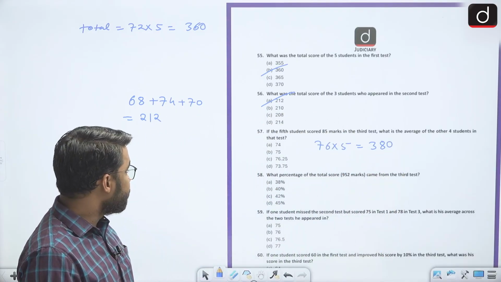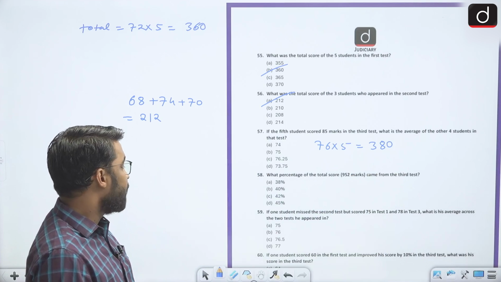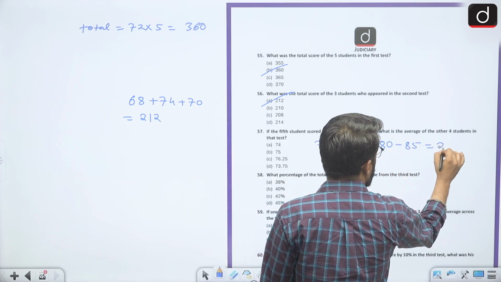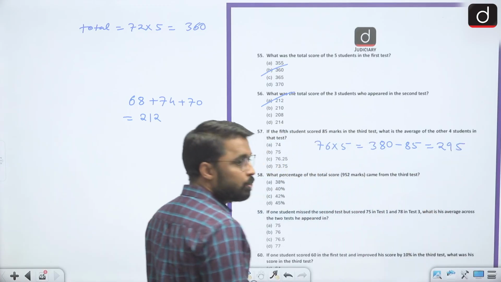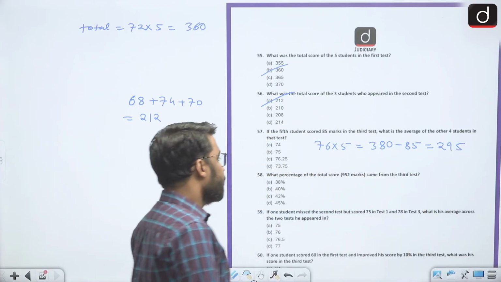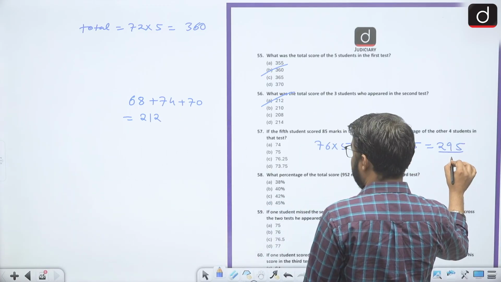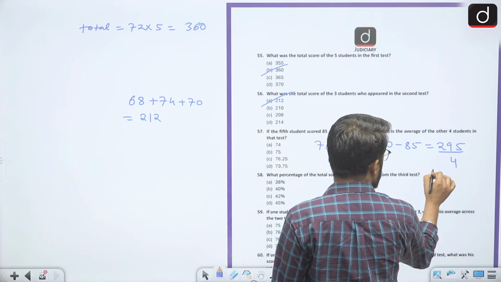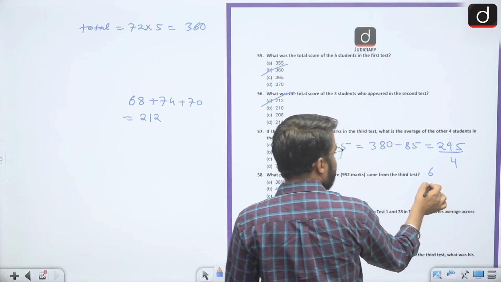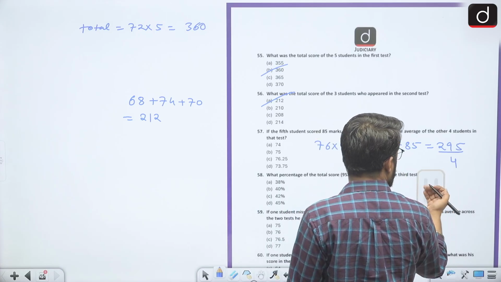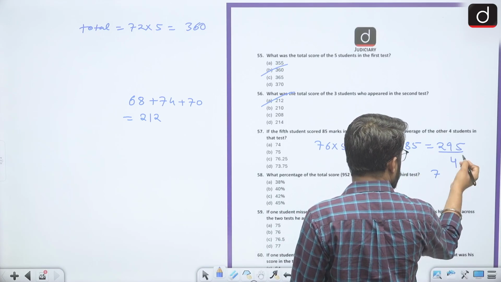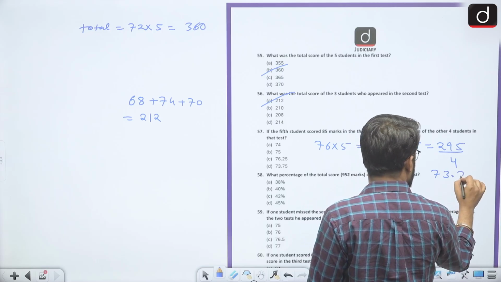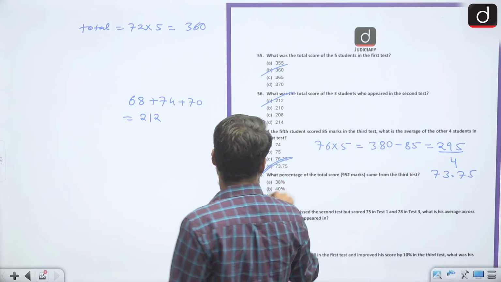Now 380 is the total score of 5 students, and now if the fifth student scored 85 marks, if I subtract 85 from it, the total score of the remaining 4 students will be 295, right? 295 divided by 4, now we will get the average score of 4 students. So 73.7. Option D will be the correct answer.